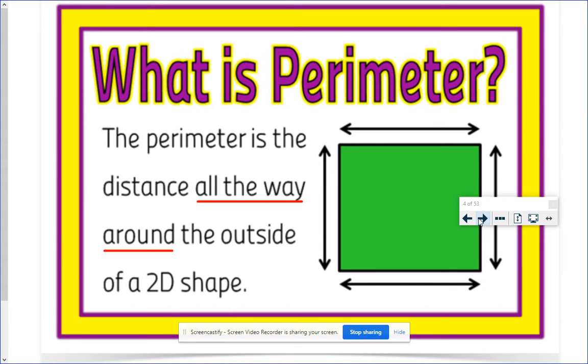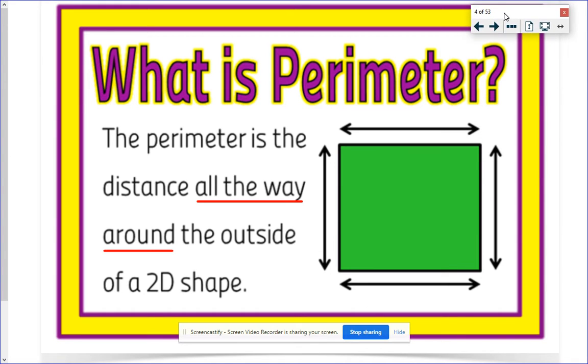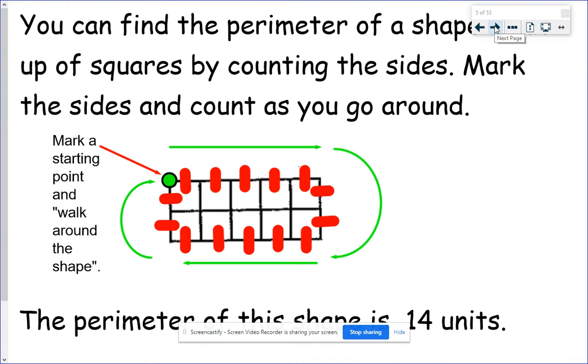So perimeter is the distance all the way around the outside of a 2D shape, as this picture is showing you right here, all the way around. One way to find perimeter, for shapes made up of squares, because some of the ones you'll see will have the square tiles in them, is by counting the sides. You can mark the sides with tick marks and count as you go around.